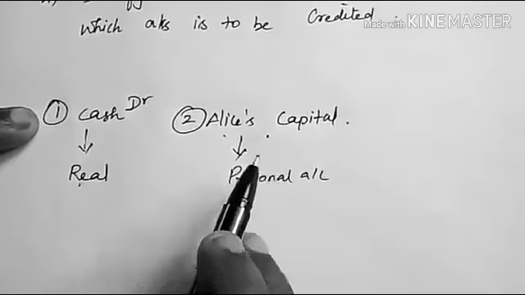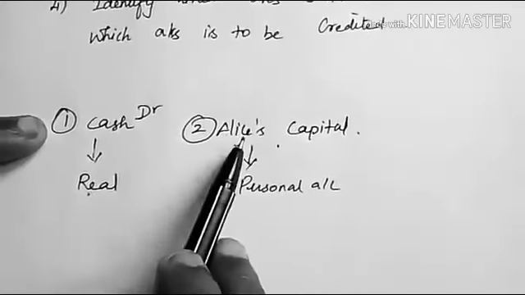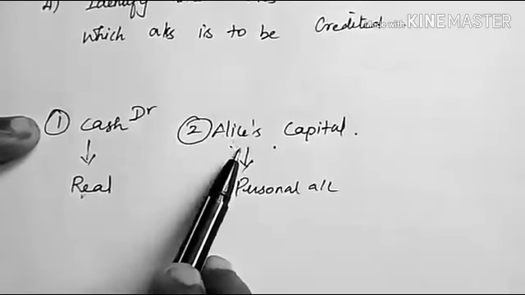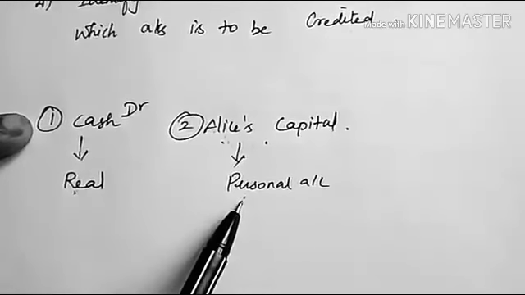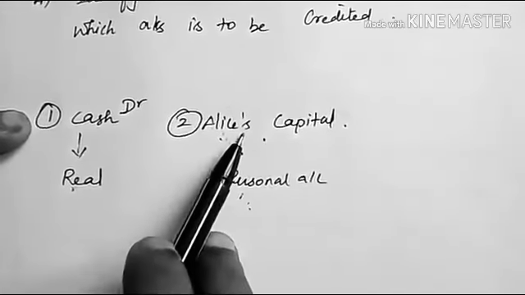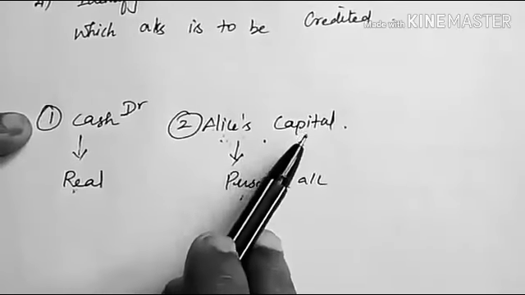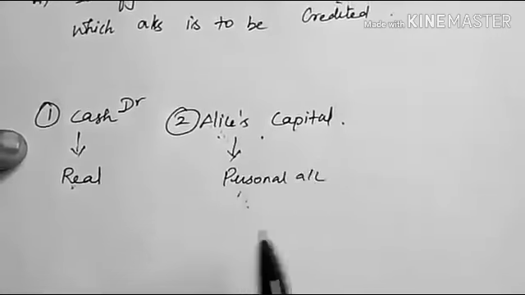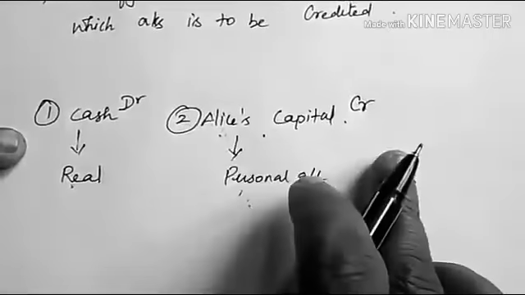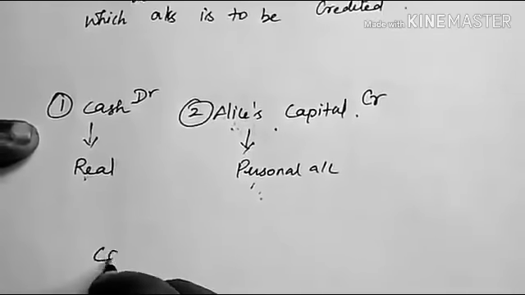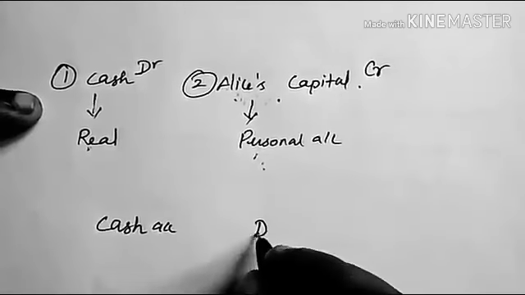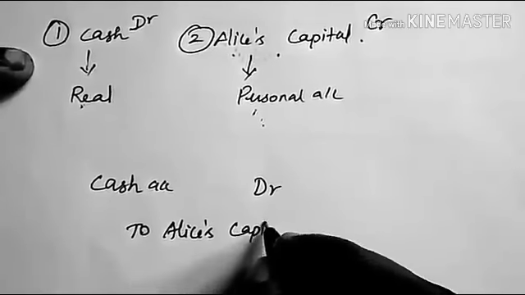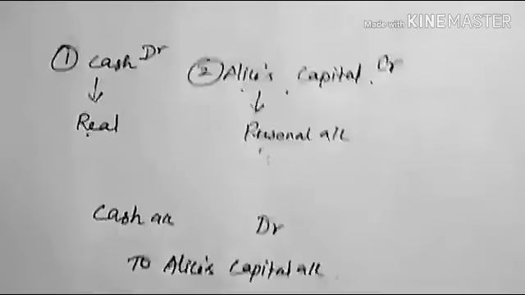Okay, and just see the second one, Alice capital. So Alice, is she a receiver or a giver? She is a giver. What is the personal account rule? Debit the receiver, credit the giver. Alice is a giver. She contributes the amount into the business, no? From the business point of view, she is a giver. So just credit Alice capital account. So the entry for this transaction is cash account debit to Alice capital account. Just write this transaction.